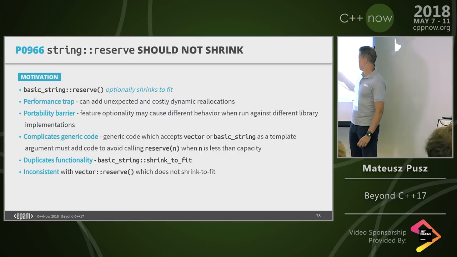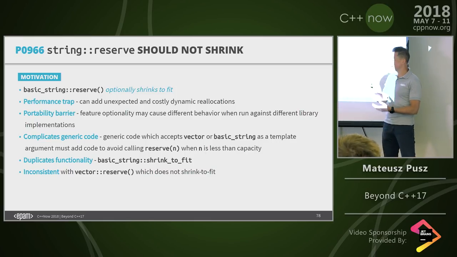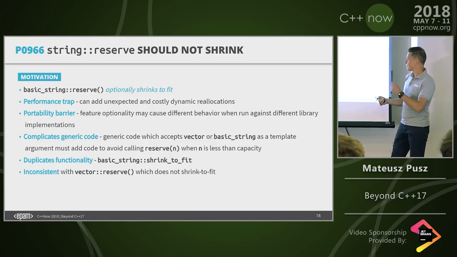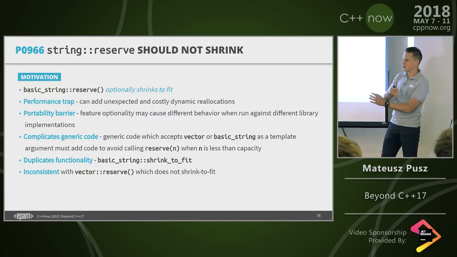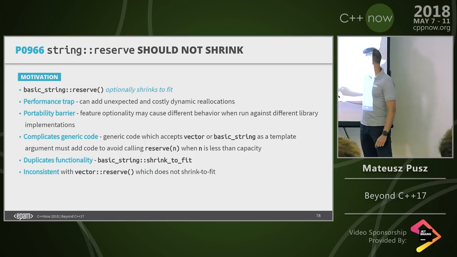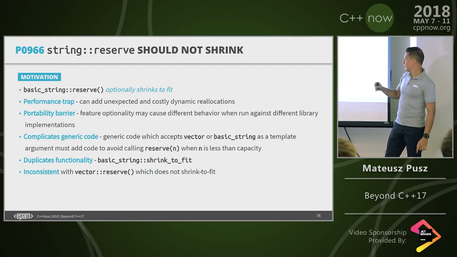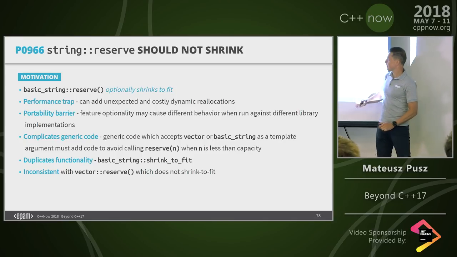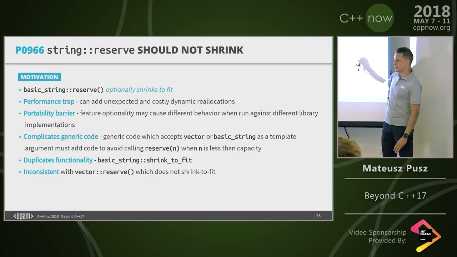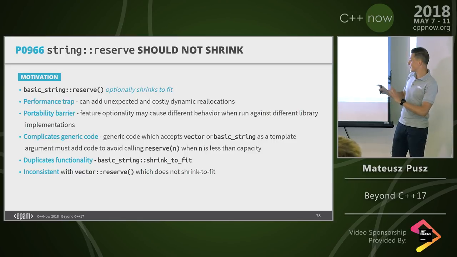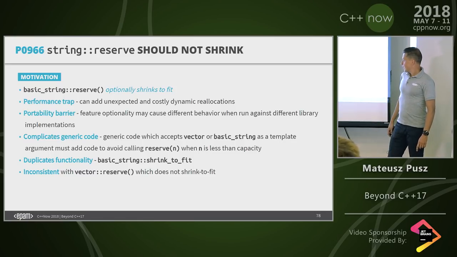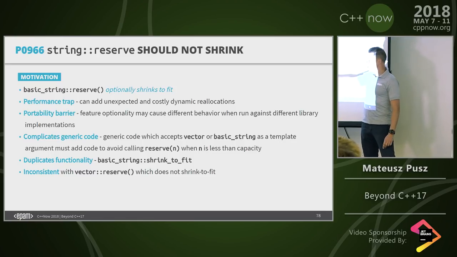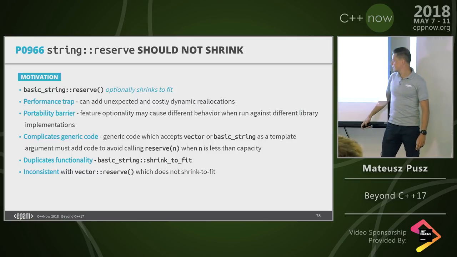Also, some people found out during profiling that they were resizing strings and then reserving was basically doing the opposite of what they had just done with resize. In specific loops, it's possible to do. It complicates generic code because a string vector doesn't shrink on reserve, but basic string does. So if you're doing generic stuff, you have to determine which type you work with and behave accordingly. Basically, it duplicates the functionality of the function we have already, and it's inconsistent with vector, as I said.